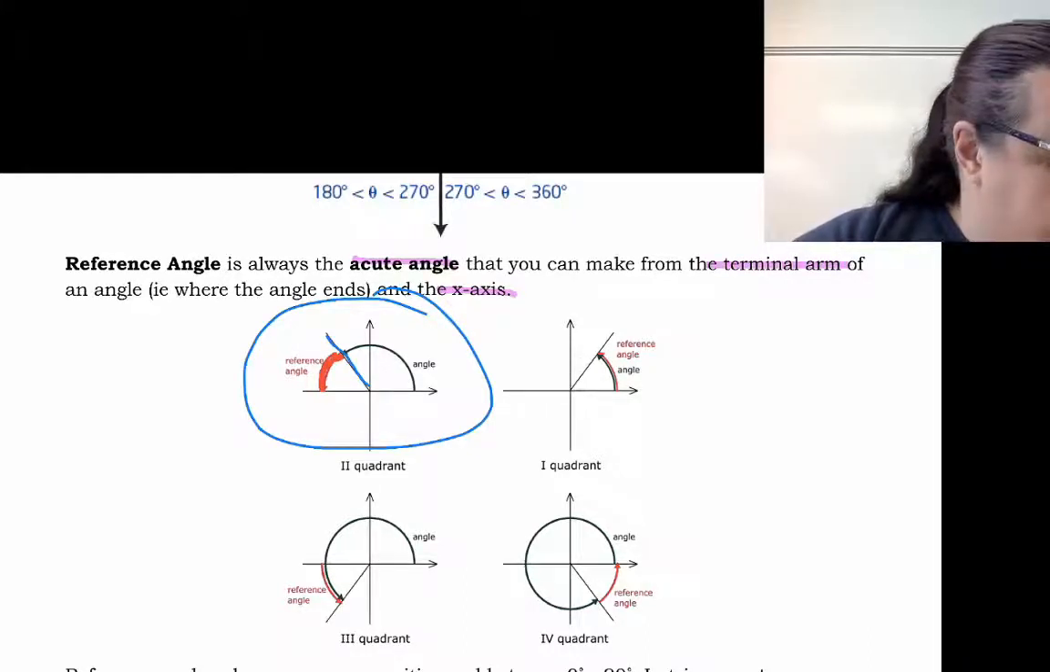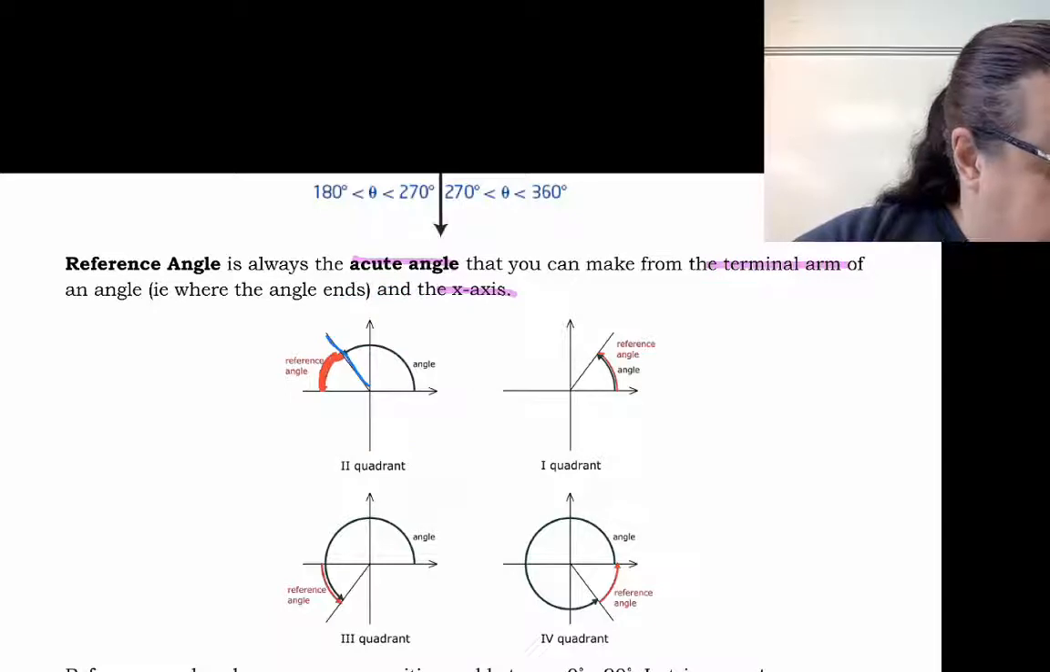Of course, in quadrant 3, when your principal angle is going all the way around from the positive x-axis to the terminal arm that's in quadrant 3, so all of this, your reference angle is only from the terminal arm to the closest x-axis.